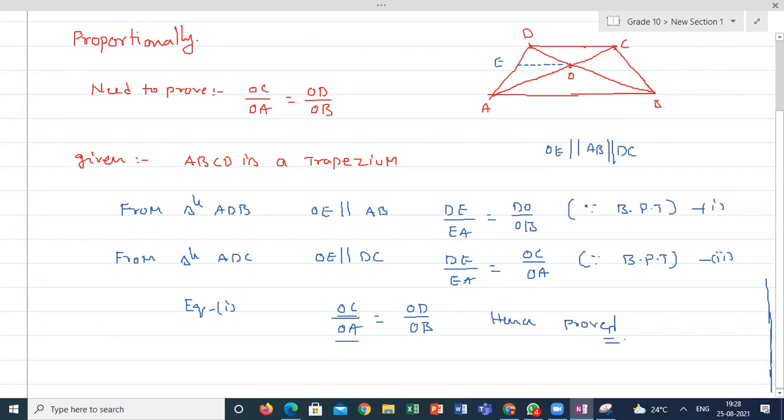One step, one ratio; second step, second ratio; and prove the required ratio from those two steps. So first write what is given, and from that you understand which things are parallel. Construction: draw OE parallel to AB and CD, because AB and CD are parallel, that is given. We need to prove the diagonals are dividing in the same proportion because of their intersection. I think we did this question.